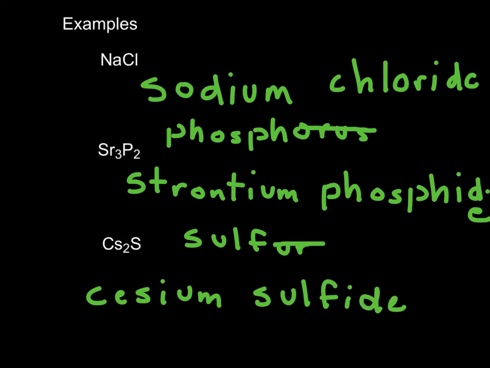So to recap, NaCl is sodium chloride. Sr3P2 is strontium phosphide. And Cs2S is cesium sulfide. This is how you write the names of type 1 binary compounds that are ionic.